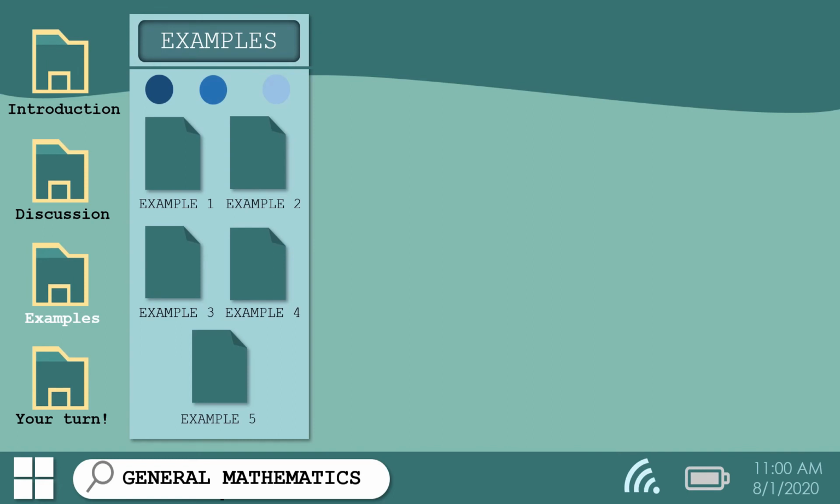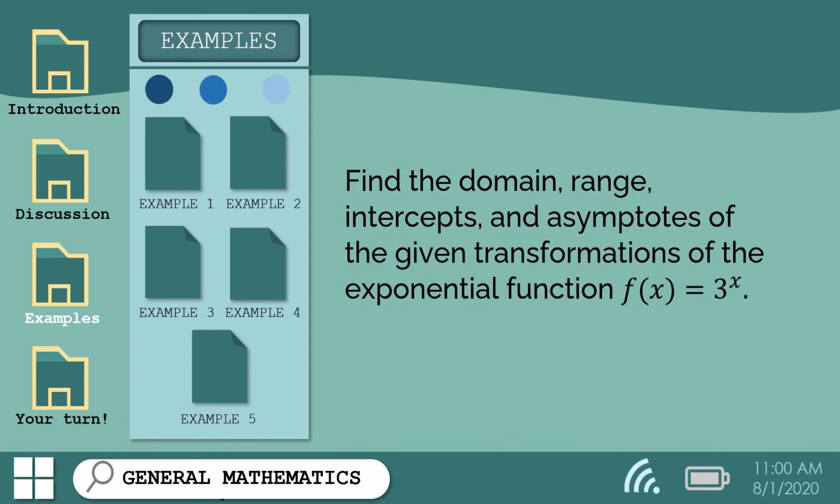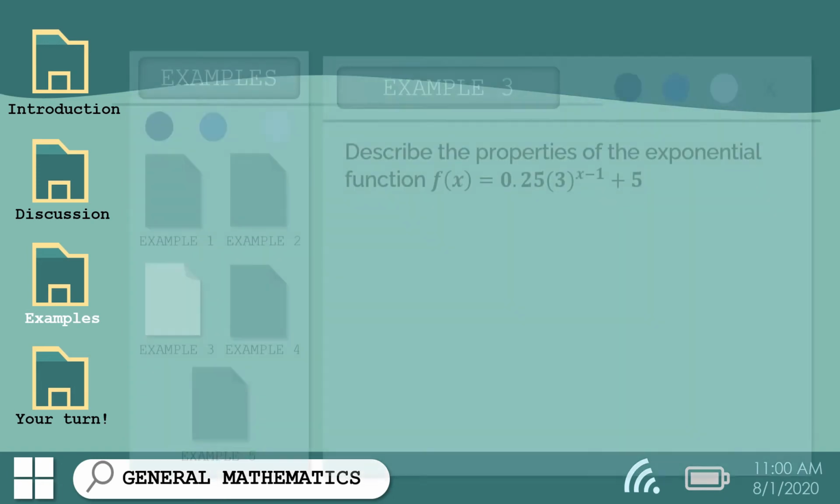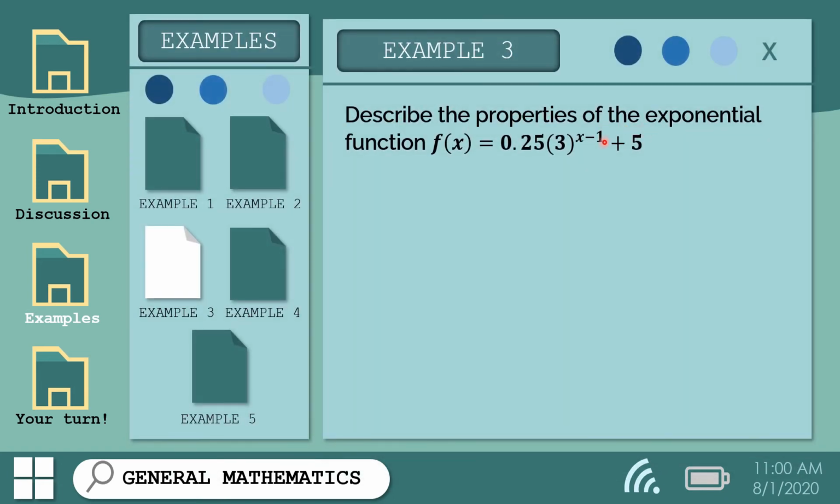For example, 3, 4, and 5, let's consider the transformations of the basic exponential function 3 raised to x. Let's find the domain, range, intercepts, and asymptotes. Let's start with example number 3. Describe the properties of the exponential function f of x is equal to 0.25 times the base 3 with an exponent x minus 1 plus 5.